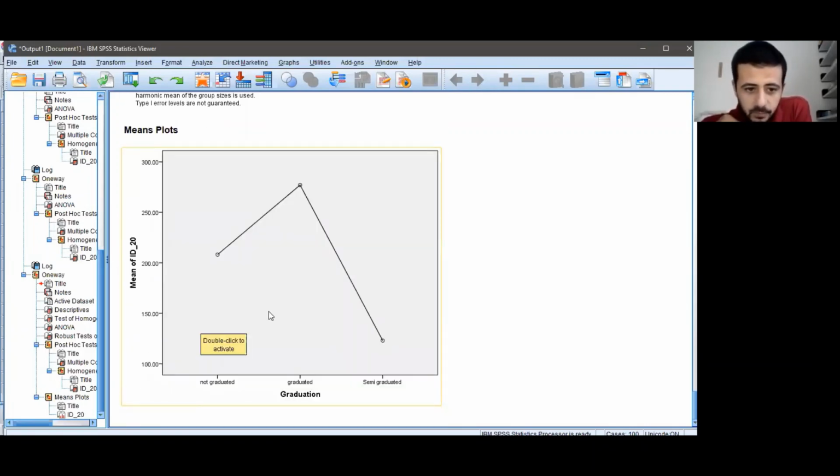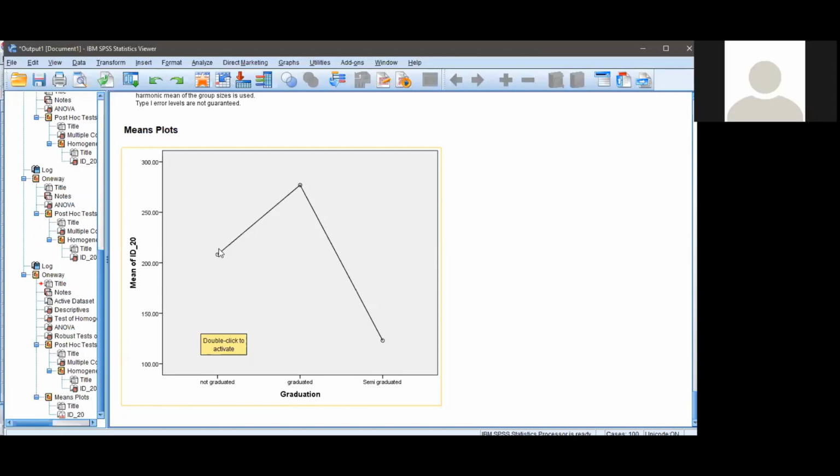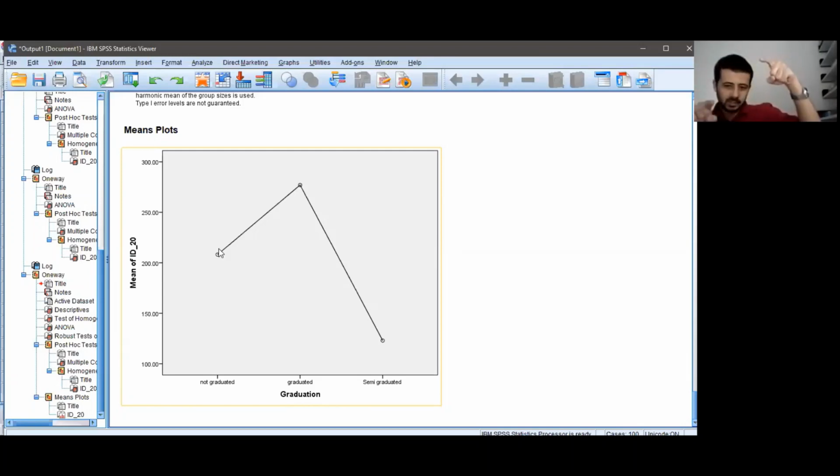We go here, semi-graduated and graduated. You see that line? This is significant. But this is not significant, and between not graduated and semi-graduate, it's not significant either. Is that clear? Okay. We have three comparisons, three lines. Just one of them, which is between the semi-graduate and the graduated, is the one which is significant.